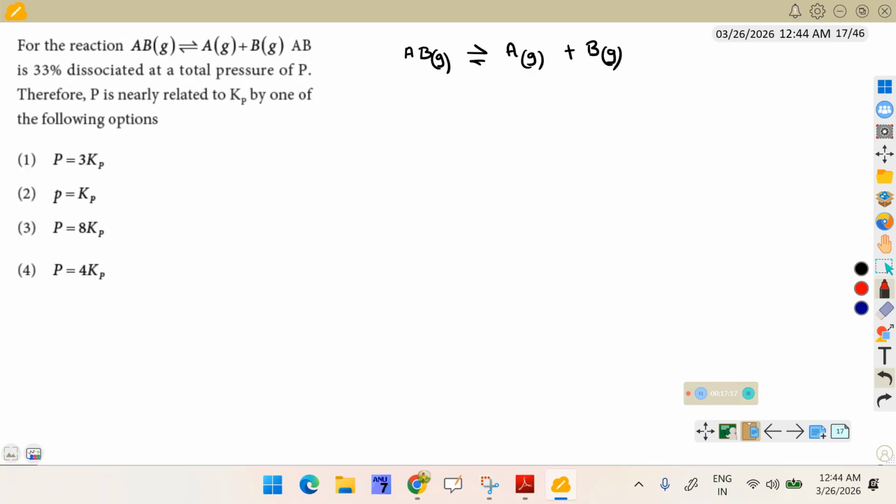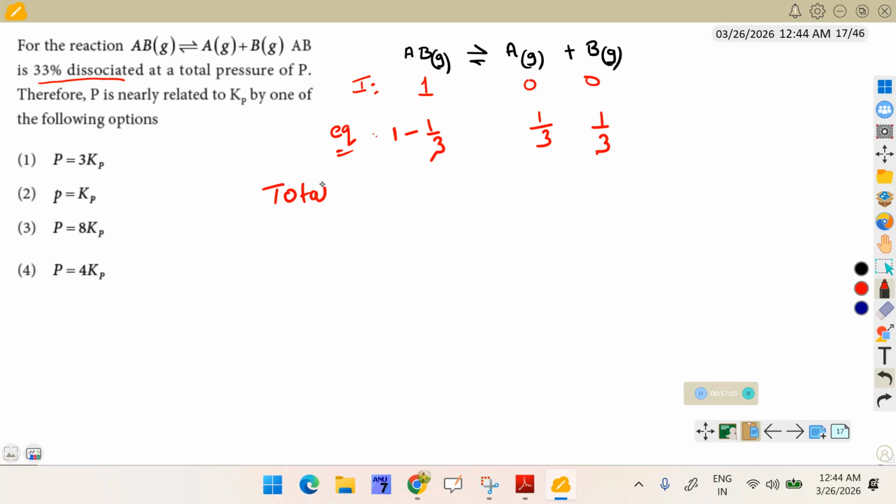For the reaction AB gives rise to A plus B. Initial number of moles: initially only reactants are present, so reactant 1 mole, products 0 moles. At equilibrium, what condition is given? 33% dissociated. 33% means nothing but 0.33. 0.33 is also written as 1 by 3. So 1 minus 1 by 3, 1 by 3, 1 by 3.